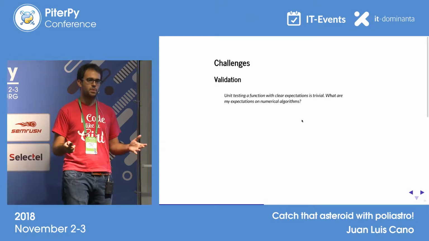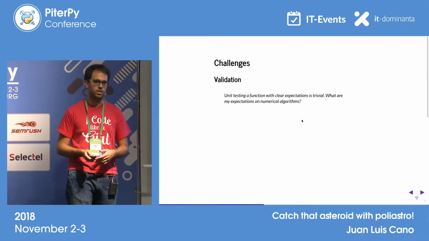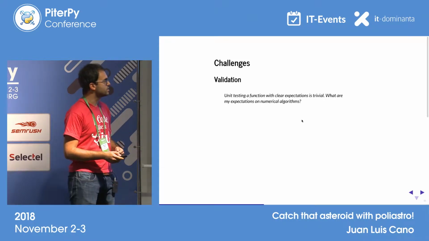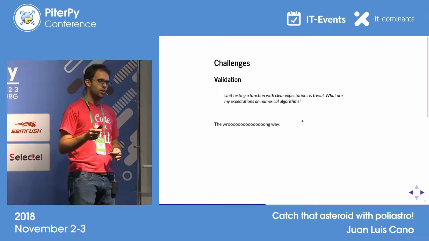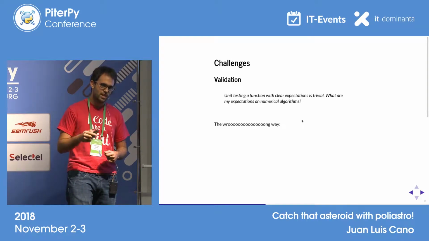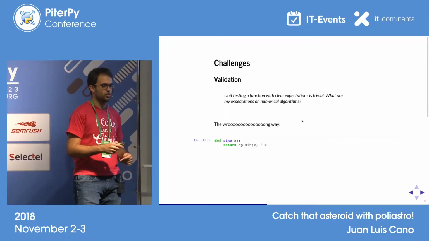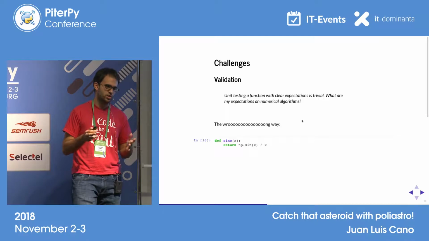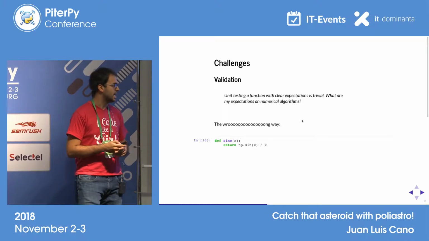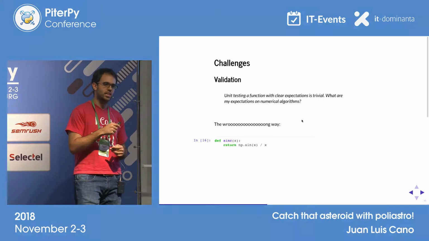But what about numerical algorithms? What are my expectations on this? So I have a very simple example of how to do it the very, very wrong way. Imagine that you have to write this function here: the sine of x divided by x, a very simple mathematical function. And now how do you unit test this thing?